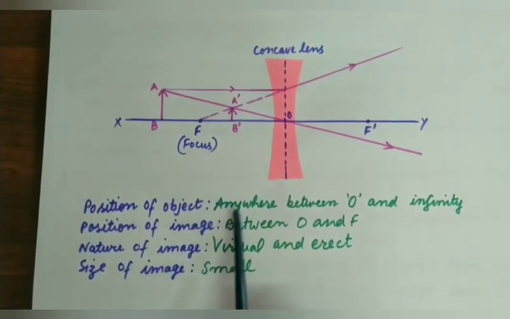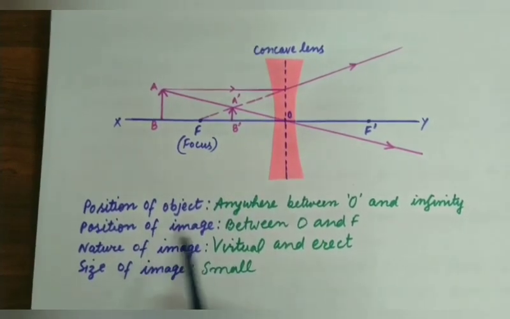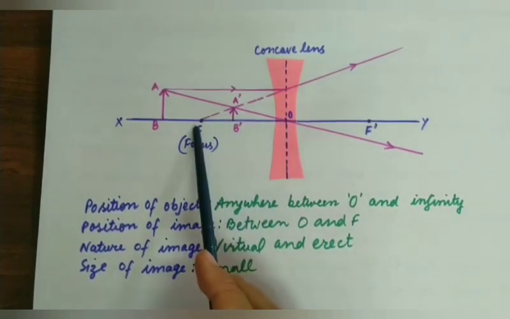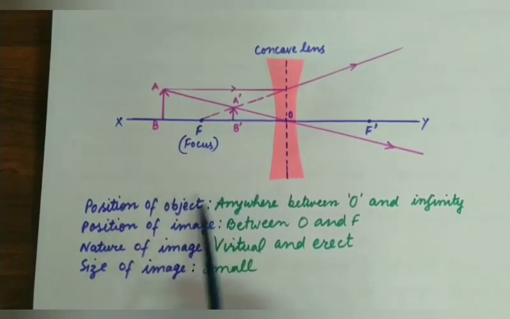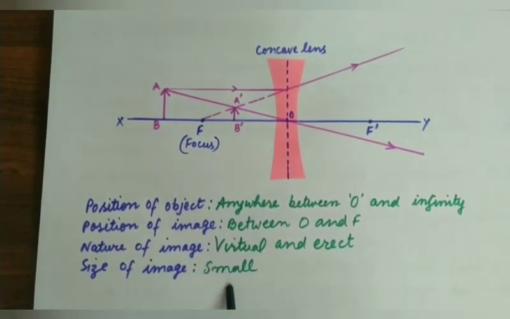So if the object is placed anywhere on the principal axis for a concave lens, the image will be formed between O and F. The nature of the image will be virtual and erect, and the size of the image will be small.